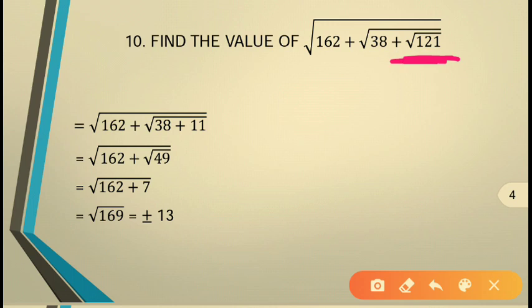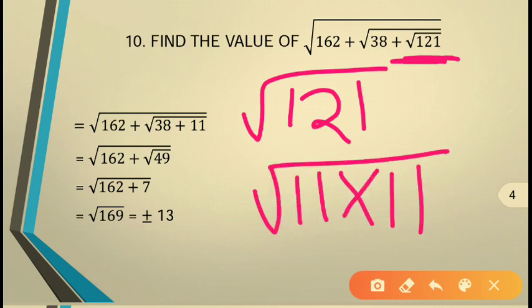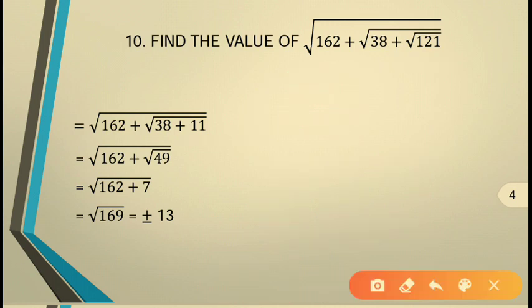Under root 121 can be written as 11 into 11, and when you make a pair, you can write it only 11. In the place of under root 121, we can write 11 only. Why? Because when we do a factorization of under root 121, this can be written as 11 into 11, and this is the one pair, and from this you write only one time 11. So the value of under root 121 is 11. So write here 11. Now you can add the both.